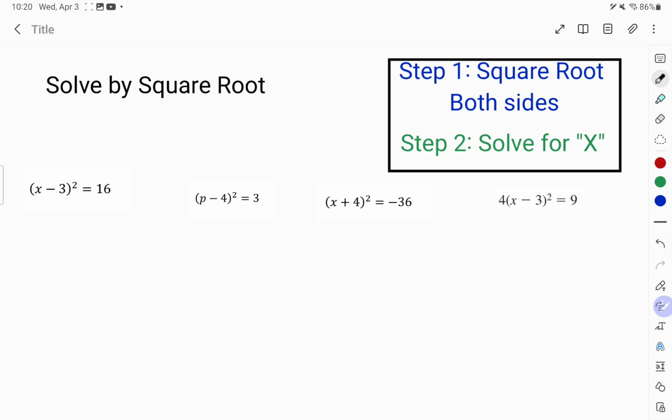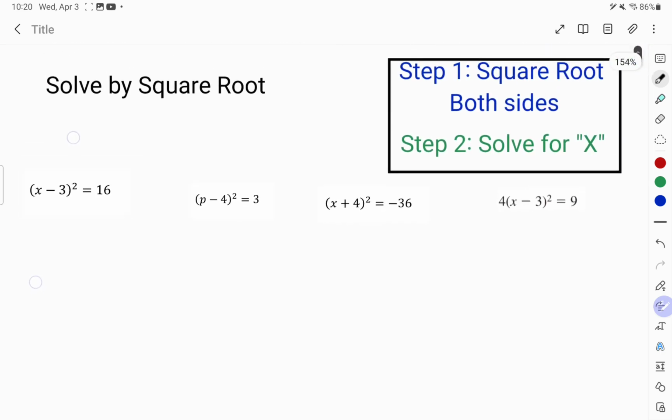Hello guys, today we're going to be solving quadratics by square rooting. This is going to be a pretty easy assignment. If you saw the previous video, which is the first part of this, you'll understand a little more of what's going on here. If you haven't seen the first video, go watch it first and then come back and watch this one later.